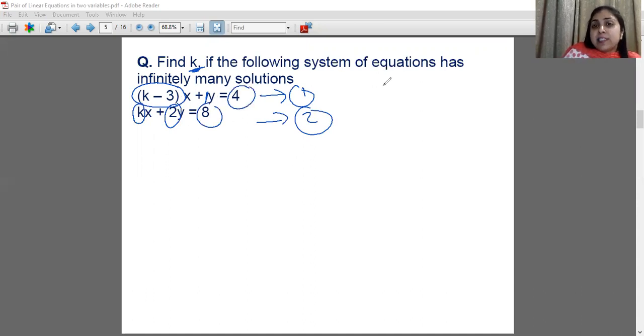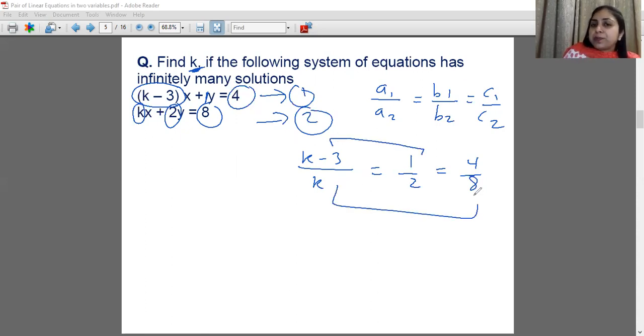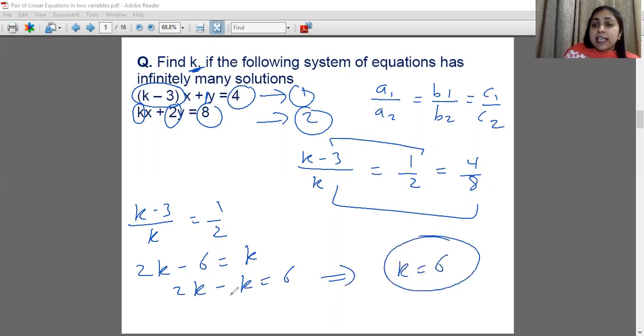Now, the system has infinite solutions. So, we have the rule a1 upon a2 is b1 upon b2 is c1 upon c2, right? So, a1 upon a2 is k minus 3 upon k, b1 upon b2 is 1 by 2, c1 upon c2 is 4 by 8. Now, you can easily equate these two or these two. Okay, so k minus 3 upon k is 1 by 2. So we have 2k minus 6 is k, or we can say 2k minus k is 6, or we can say the value of k is 6.